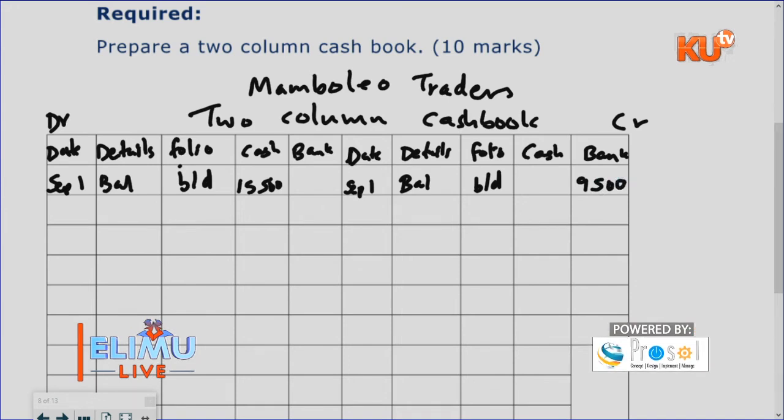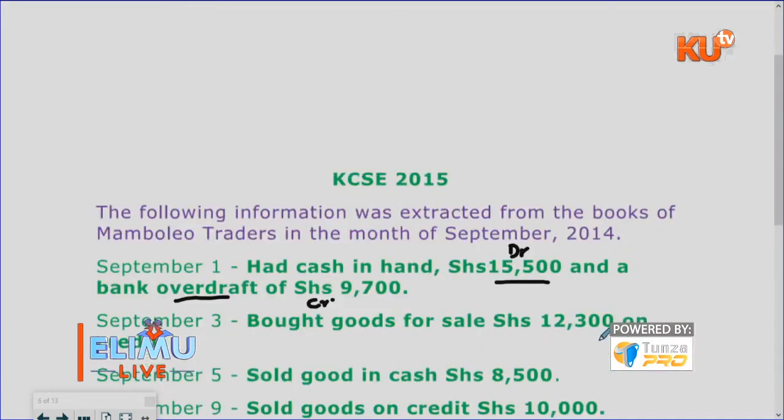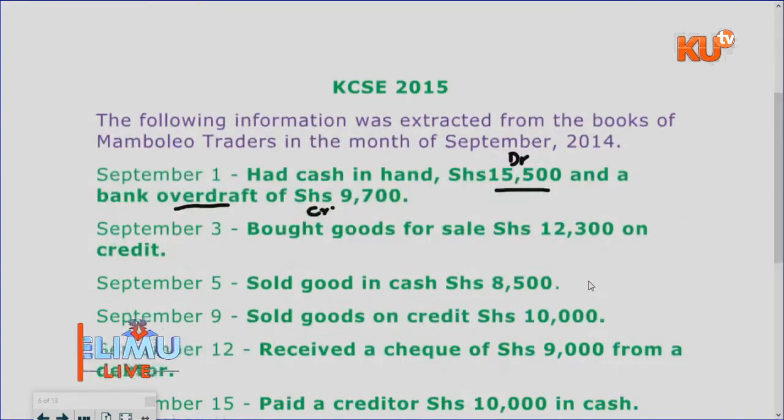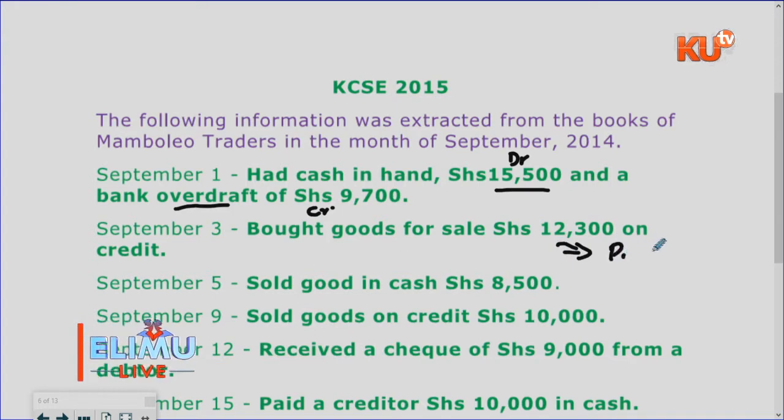Again, we'll go to the second date. On September 3, bought goods for sale 12,300 on credit. Again, students, is this transaction leading to money in or money out? Now, this is purchases on credit. When we have transactions on credit, we don't record in the cash book. This one is captured in what we call the purchases journal, or purchases daybook, or purchases diary. So we will not record the transaction on September 3.